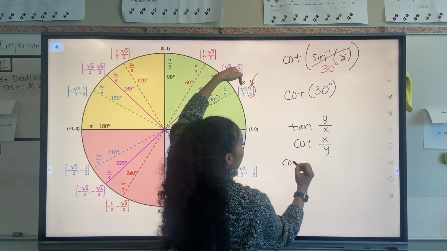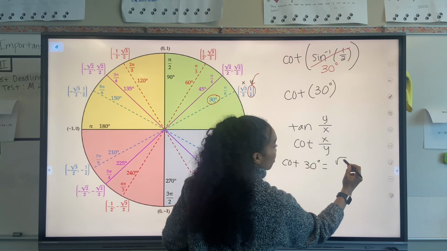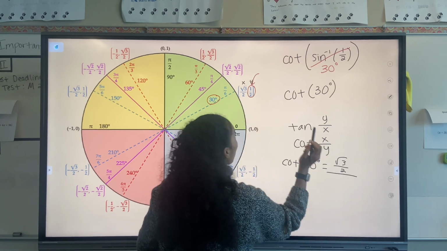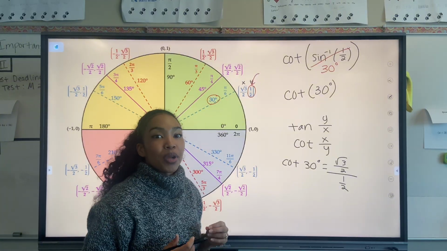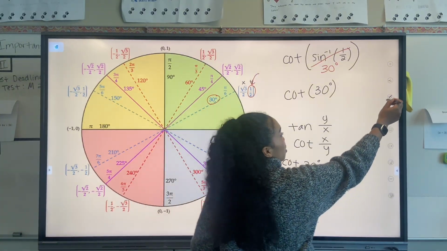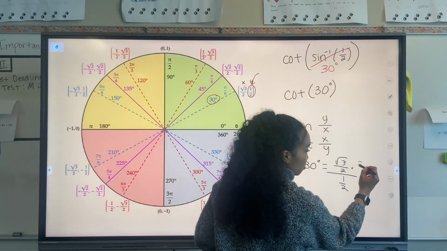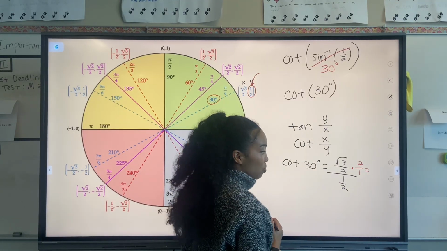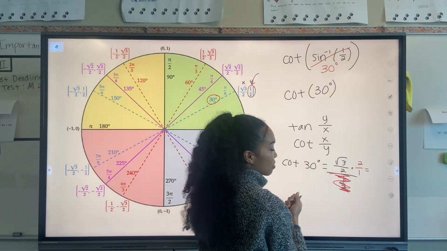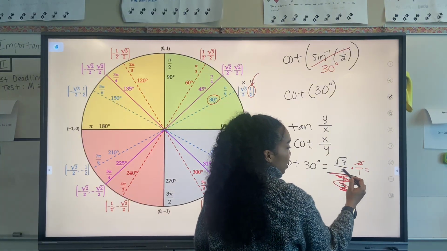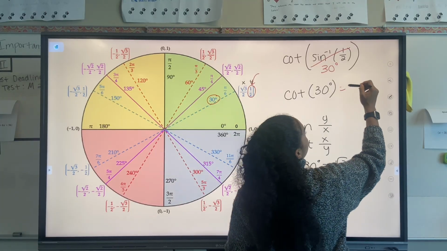So that means cotangent at 30 degrees is equal to the x value, which is square root of 3 over 2, divided by the y value, which is 1/2. Whenever you divide fractions, you need to flip the second one, so it becomes 2 over 1, and then you multiply. So I flipped the fraction, so now it looks like this. These 2's cancel out, and I'm just left with the square root of 3. So that is the answer.